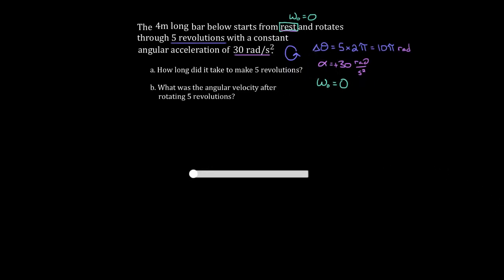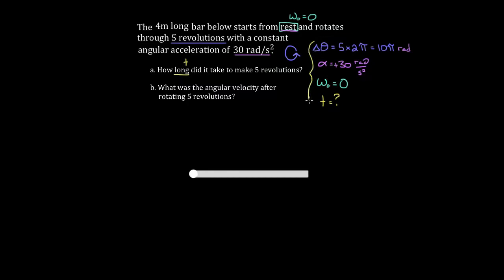Which one do we want to solve for? It says how long. So that's the time. We want to know the time that it took. All right, so these are the variables that are involved. We want to know the time. We know the top 3. The way I figure out what kinematic formula to use is that I just ask, which variable's left out of all of these?